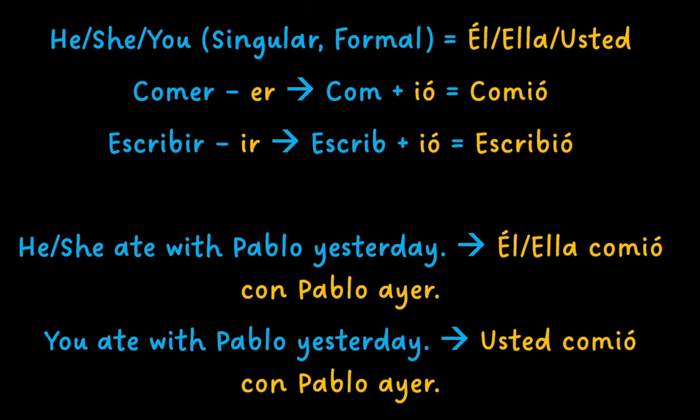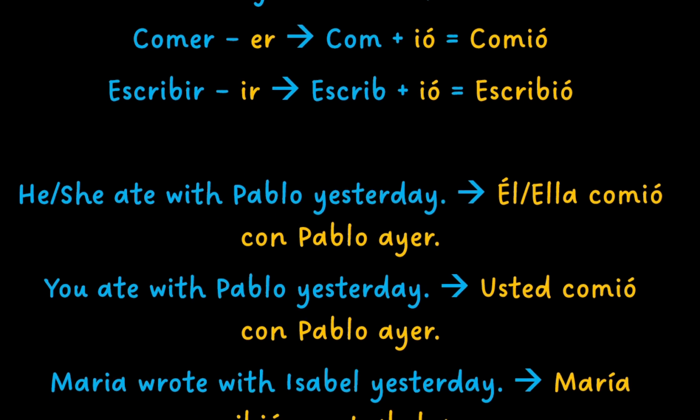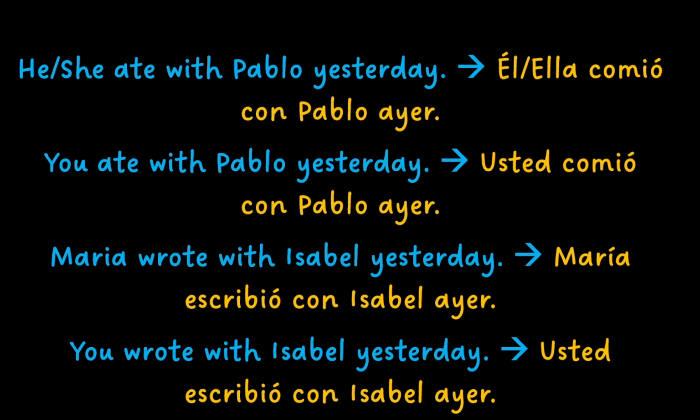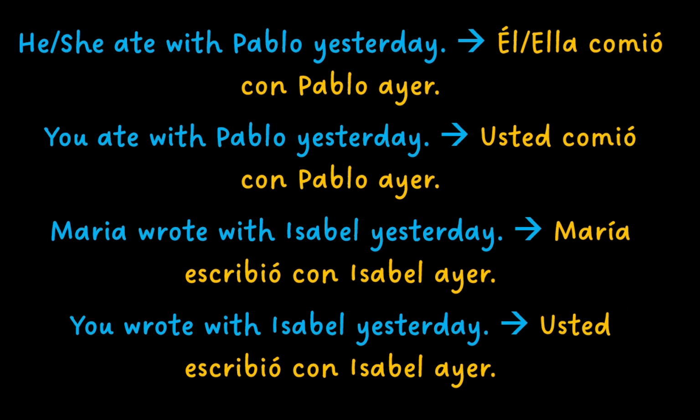He in Spanish is él, she is ella, and you when talking to one person formally is usted. To conjugate these forms, we drop the ER and IR endings, and we add Ó with an accent. So to say he ate, she ate, or you ate, comer becomes comió, and to say he wrote, she wrote, or you wrote, escribir becomes escribió. Because these are conjugated the same way, I'll include pronouns in some of these sentences just to clarify who's doing the action.